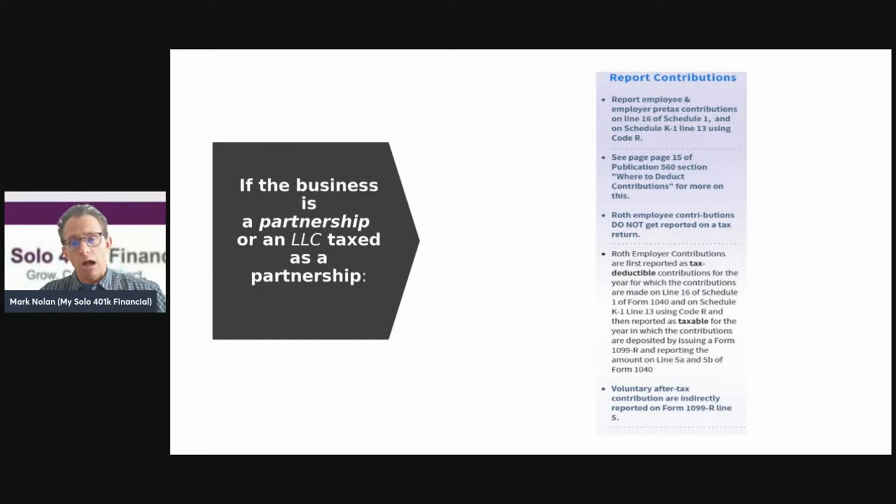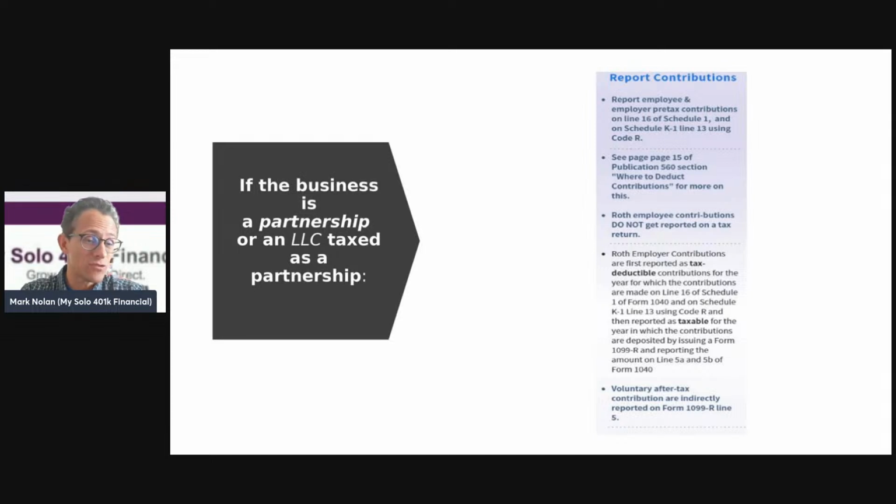Now, Roth employee contributions do not get reported on a tax return. Roth employer contributions, so that's another type of contribution. And so instead of making employer pre-tax contributions, you can make Roth employer contributions. Now, those are going to be reported as tax deductible, which is interesting, right? It's going to be on line 16 of your Schedule 1, which is an attachment to Form 1040. And then on your Schedule K1, line 13, using code R.